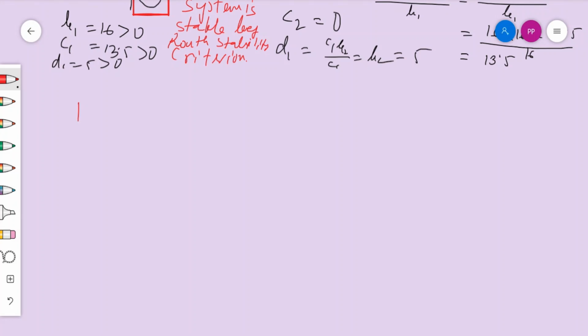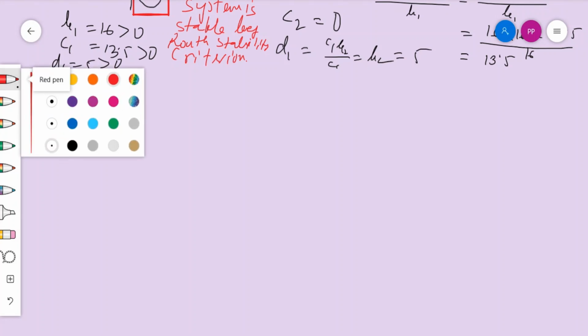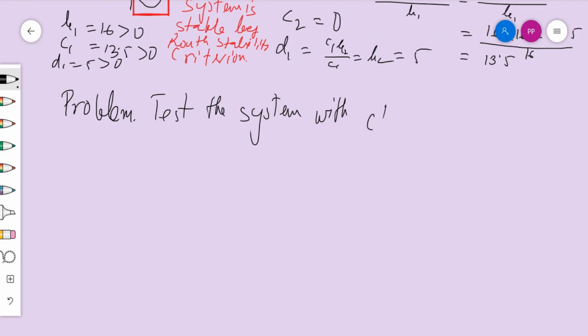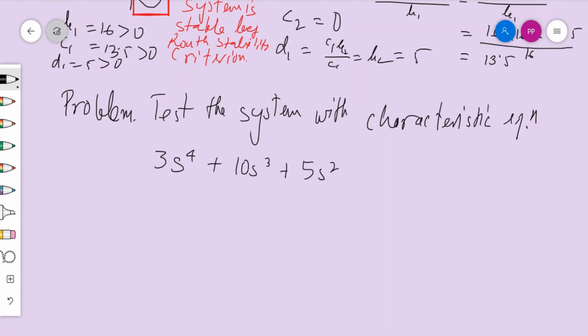Problem. Test the system with characteristic equation 3 s power 4 plus 10 s cube plus 5 s square plus 5 s plus 2 equal to 0 for Routh stability test.